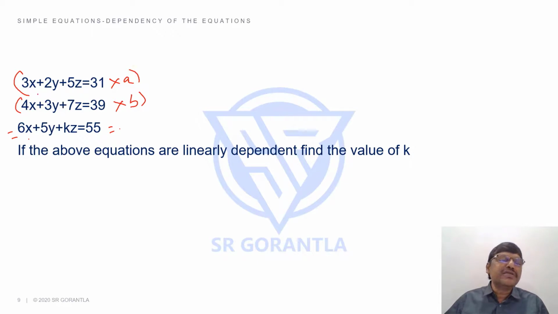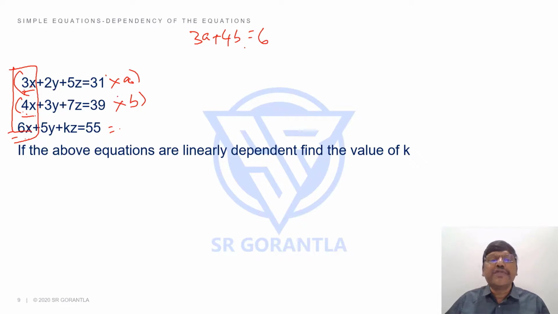Students, when I write this, what is the x coefficient? 3. What is the x coefficient here? 4b. 3a and 4b are equal to 3ax plus 4bx is equal to 6x, so x will get cancelled. So is it not 3a plus 4b equals 3 times of a? Vertical equation you have to write, I said. 3 times of a plus 4 times of b must be equal to 6. The x coefficient must be equal. The y coefficient must be equal.